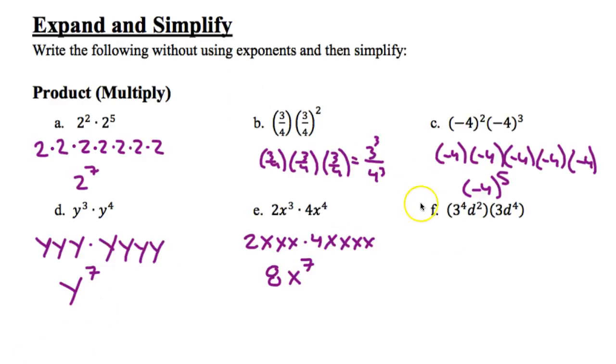Last one, 3 to the 4th power, d squared times 3 times d to the 4th power. Let me write it out. We've got 3 times 3 times 3 times 3. That's the 3 to the 4th power. Times d, that's d squared. Times 3, d to the 4th. So it's going to be 4 d's. 1, 2, 3, 4.